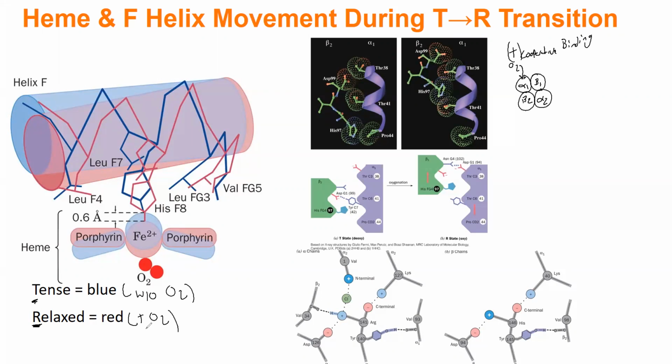So let's look at how binding oxygen in one subunit can cause the other subunits to want to bind oxygen. So let's look at this picture. Here, blue is tense, red is relaxed. So just like in your blood, if your blood has oxygen, it's red. If it doesn't, it's blue. So we're going to be focusing on the blue first.